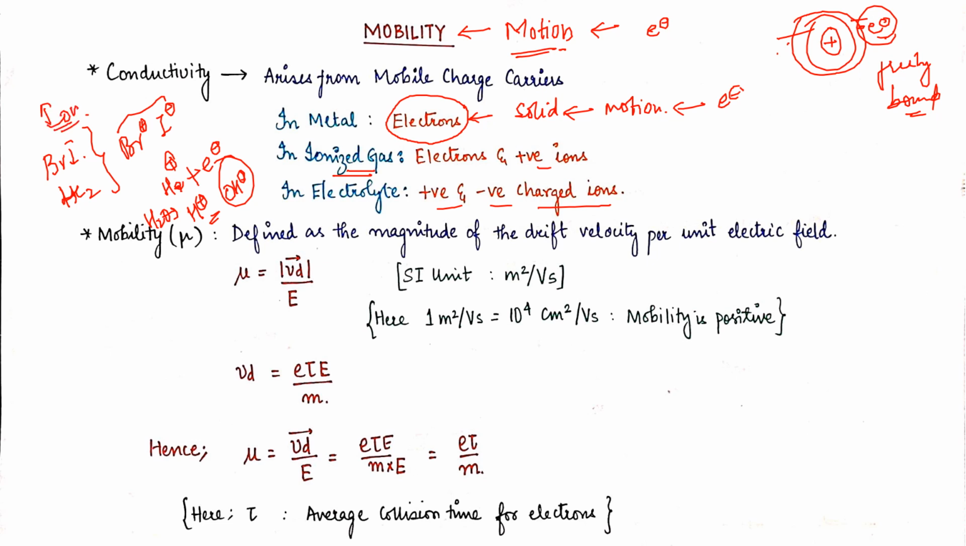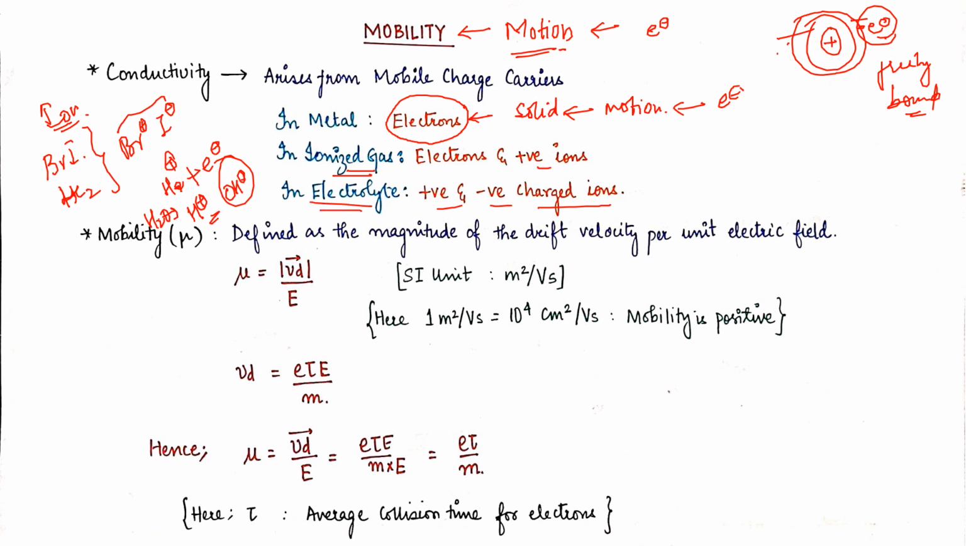The ions are basically the material or the element which has lost or gained an excess electron. When it loses, we add a plus sign. When it gains, we add a negative sign. Okay, so these are the ionized gases.